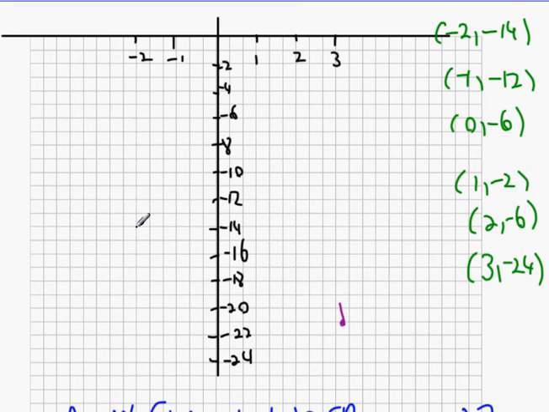Minus 2, minus 14 is here. Minus 1, minus 12. So there's a minus 3, minus 6. Oh, there's minus 3, minus 6 missing, is there? Okay, minus 3, minus 6 is that one there. And then we have 0, minus 6. Okay, there. 1, minus 2. Is that right? 1, minus 2. No, minus 1, minus 12 is done. 2, minus 6 is here. And finally 3, minus 24, locate it down there.